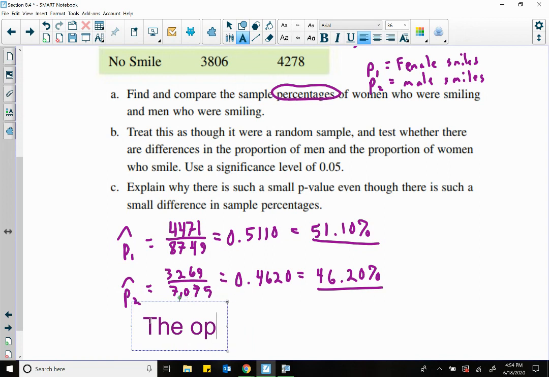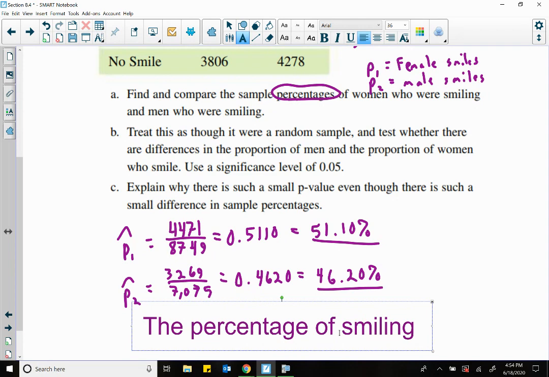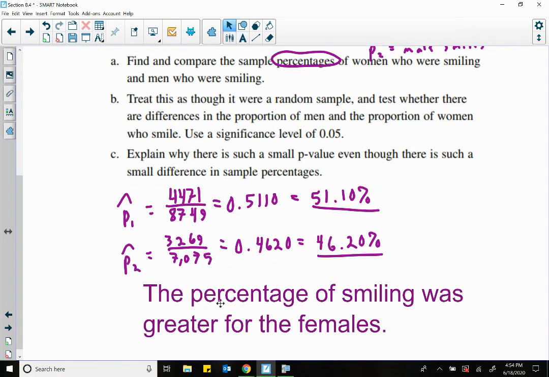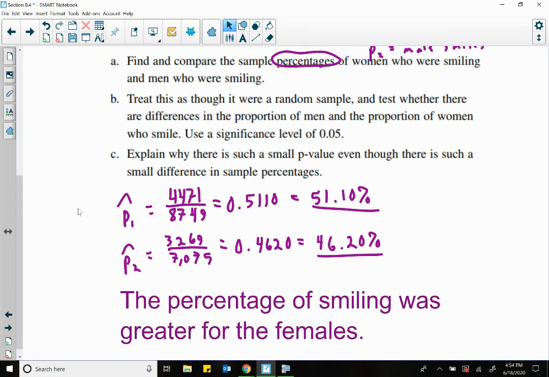The percentage of smiling was greater for the females. Okay. So that right there is what part A is all about. All right. And again, you found P hat and all that information. P1 hat, I should say, and P2 hat.